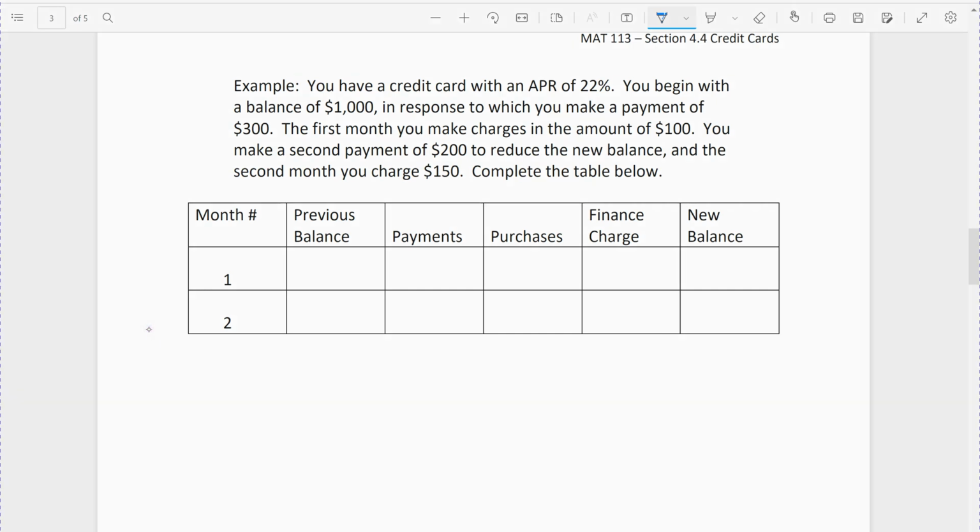All right, so this one's going to walk you through a couple months. Suppose you have a credit card with an APR of 22%. You begin with a balance of $1,000. So again, your previous debt is $1,000. You make a payment of $300 the first month.